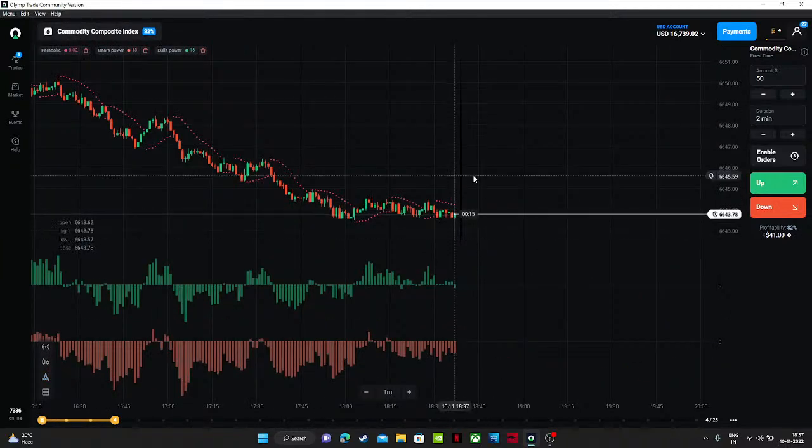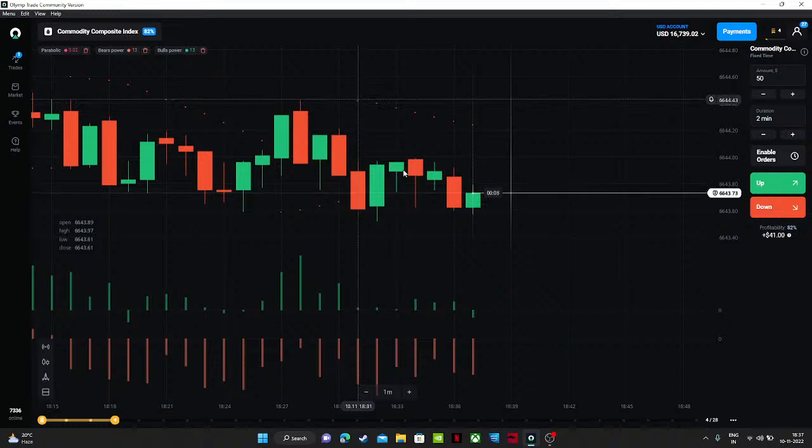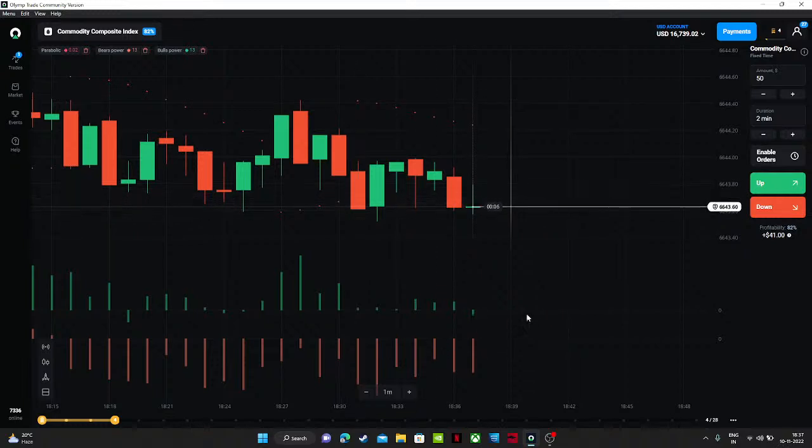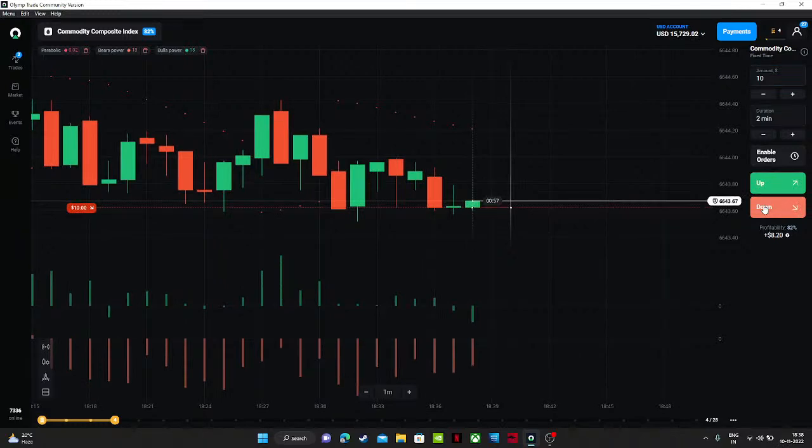Now let us try to find some entries. See here the parabolic is shifted above the candle. The bear's power was already below the zero line. The bull's power has just now appeared below the zero line. So we may want to take a downside entry here.